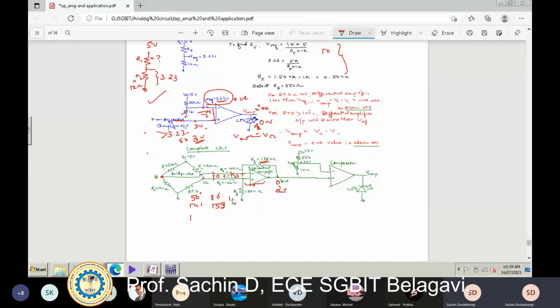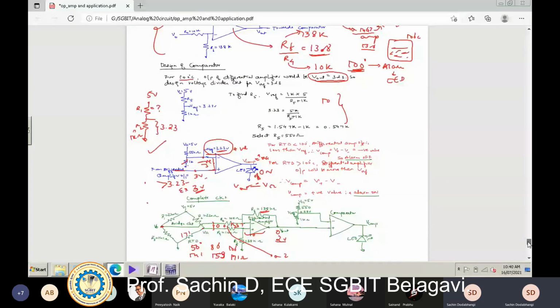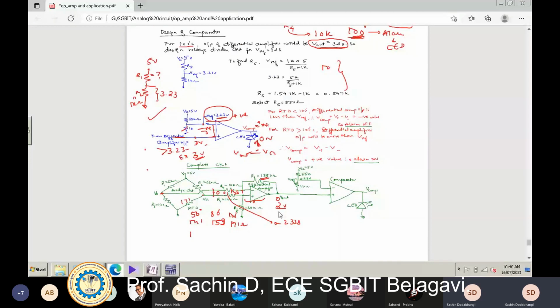Next case was 100 degrees centigrade. For 100 degrees centigrade, from the data sheet, the resistance of the RTD is 171 ohm. So if it is 171 ohm, what was VA minus VB? It was 0.2338. This 0.2338 was the input to the differential amplifier of gain 13.8.